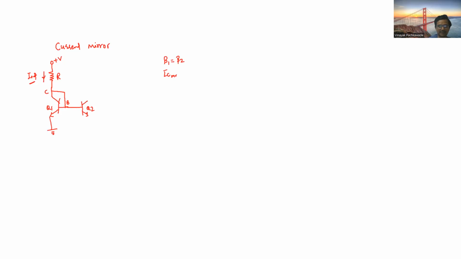IC max 1 is equal to IC max 2, VCEO1 is equal to VCEO2. So the transistors are equal. Transistors are same or equal in properties. And because of that, it helps me to have that current which is required.